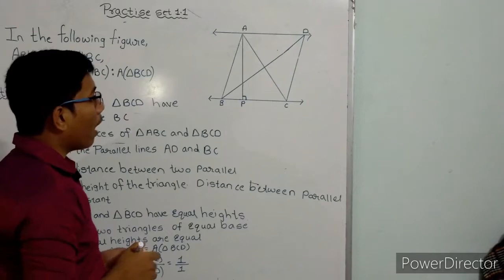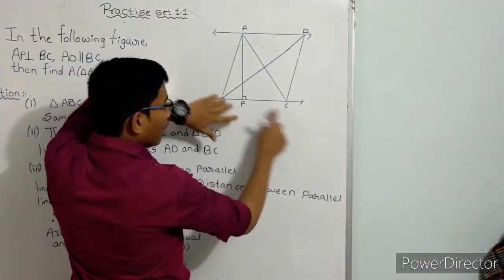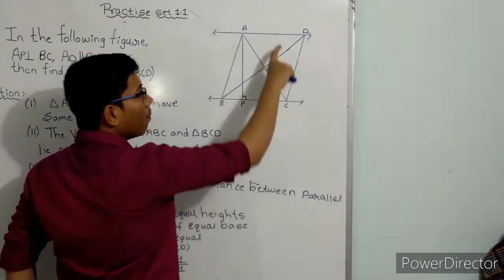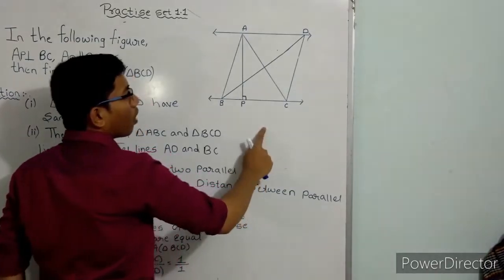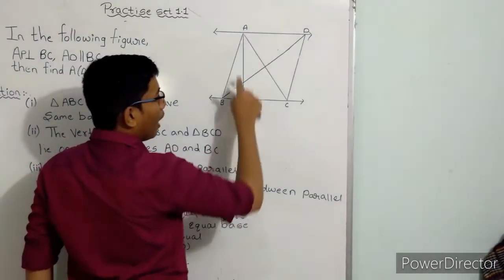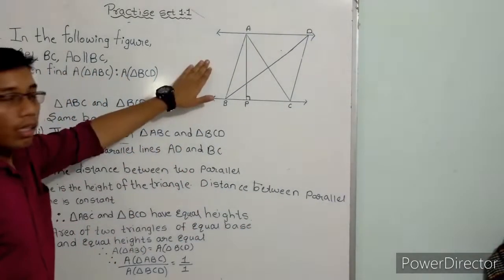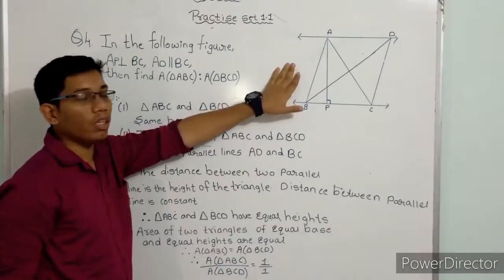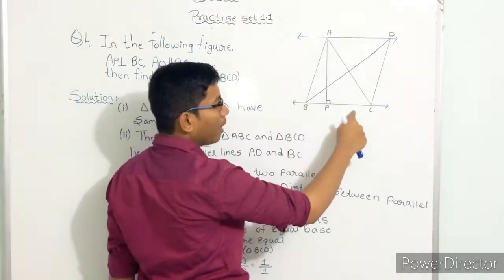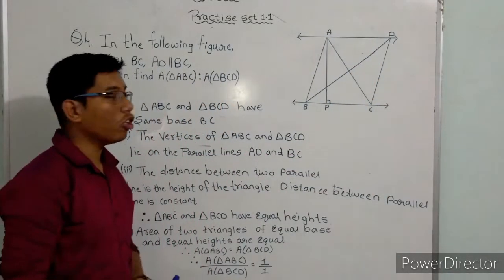So between these lines, two triangles are created, that is ABC and BDC. These two triangles are created between these two parallel lines. And in this triangle, AP is perpendicular, so AP will represent the height of triangle ABC. This is the diagram given to you, and you have to find the ratio of the area of triangle ABC to the area of triangle BCD. So let's move on to the solution part.